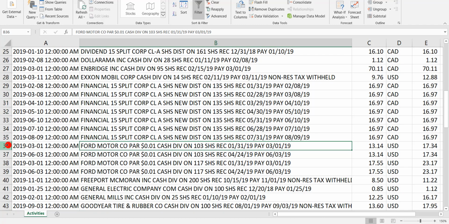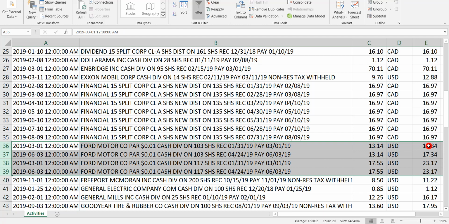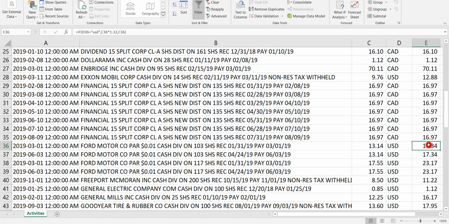Ford was a swing trade as well. Held it for a while. Honestly, I don't remember if I sold it for a profit or not, but I collected while I was holding it, I collected $81 of dividend.